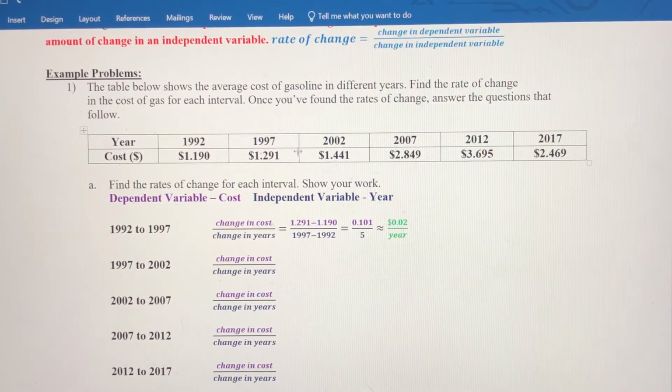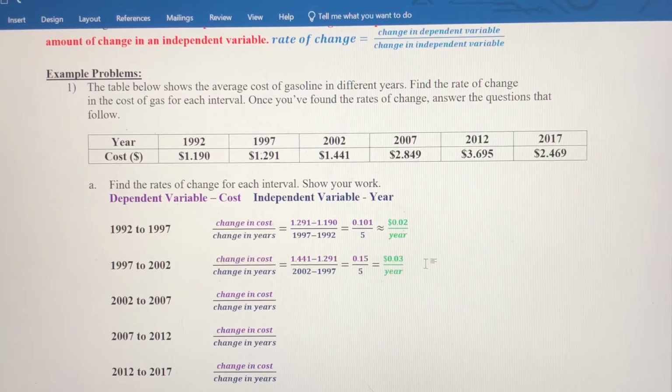From 1997 to 2002, we're going to be dealing with these two ordered pairs. Again, we want to be consistent. I'm going to start with $1.441 in the numerator, so I need to start with the year 2002 in the denominator. In 1997, the cost was $1.291. So let's simplify both numerator and denominator. I get 15 cents. So over that 5-year period from 97 to 02, gas went up about 15 cents per gallon on average, which equals 3 cents per year. Again, I made that green because it was an increase. Gas did become more expensive.